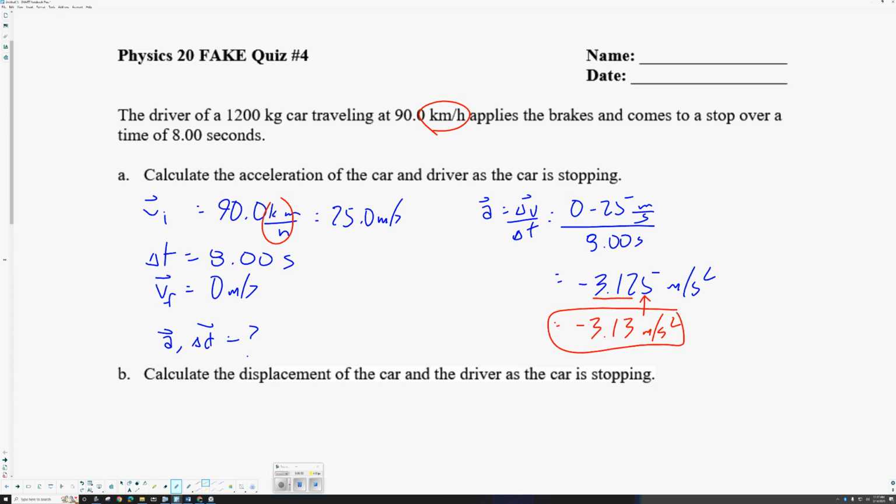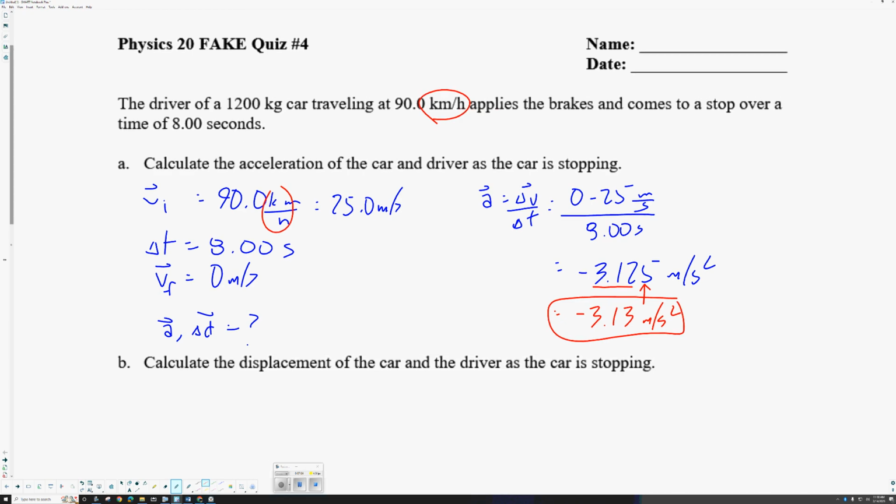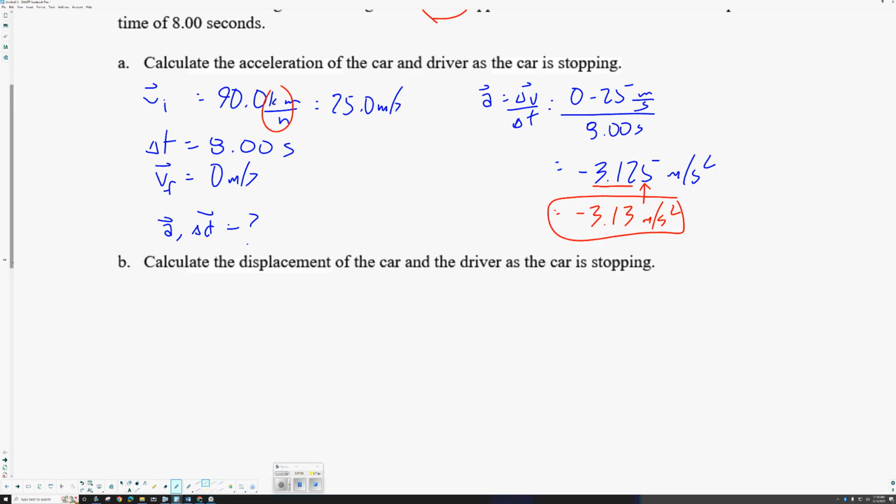3.13 meters per second squared. Good. So Kiara got it right, even though I got her name wrong. Okay, let's get the displacement of the car. How did you guys get the displacement?